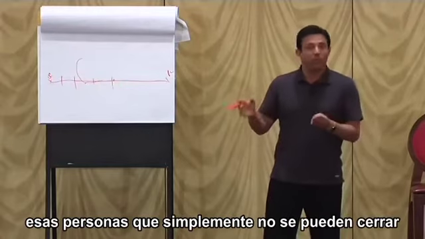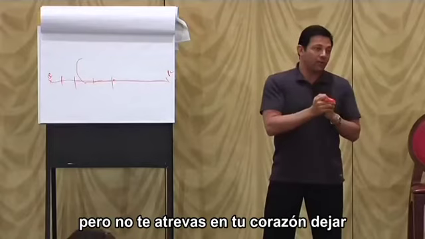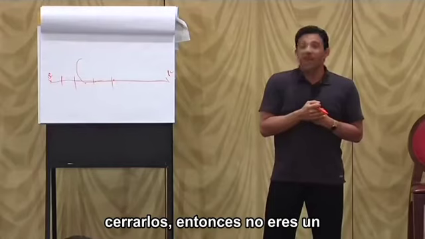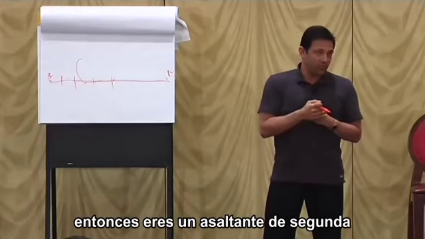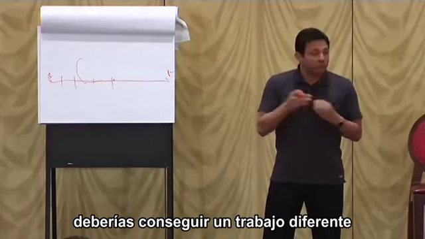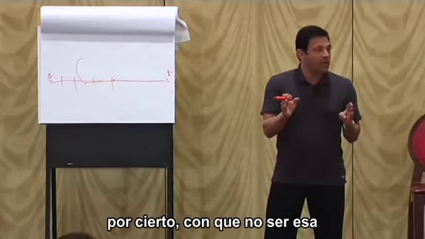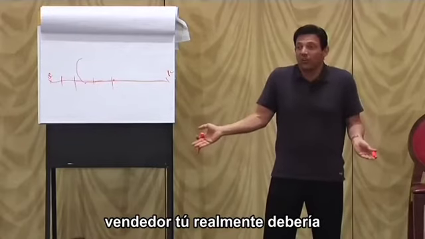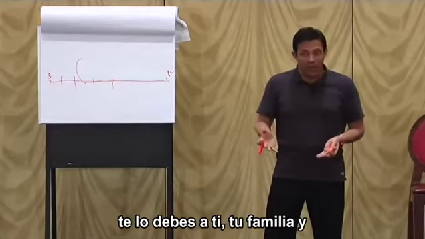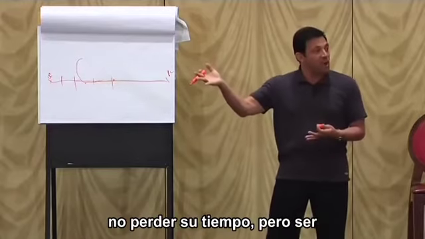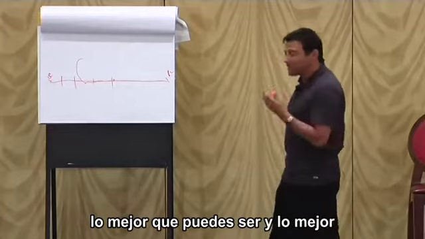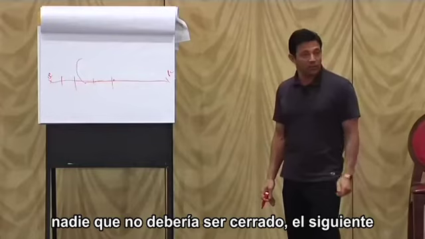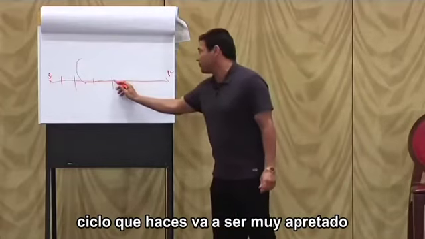Or they're one of those people who are simply not closable. But don't you dare, in your heart, get off the phone knowing that someone else could have closed them. Then you're not a salesperson, you're not an influencer. Then you're a second rater, and you should get a different job. Choose a new profession. There's nothing wrong, by the way, with not being that person. But if you really want to be a salesperson, you owe it to yourself, your family, and the people that you interact with, not to waste their time, but to be the best that you can be. And the best that you can be is you're going to close everybody who should be closed and no one that shouldn't be closed.